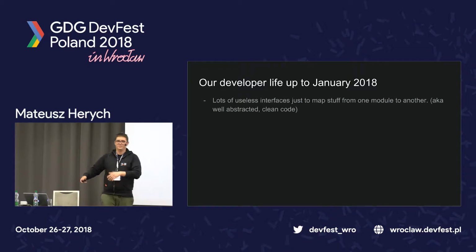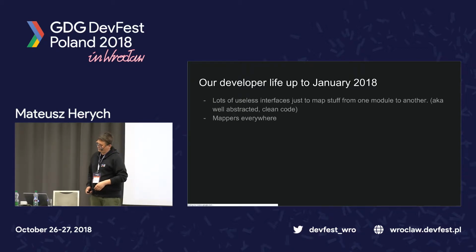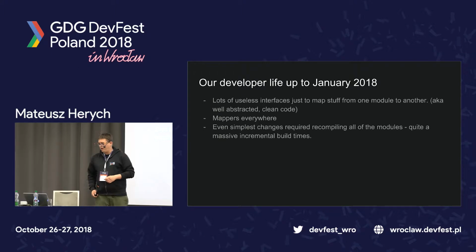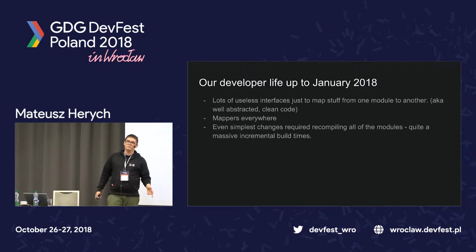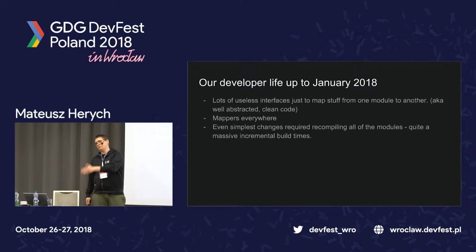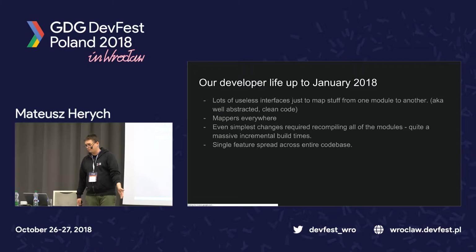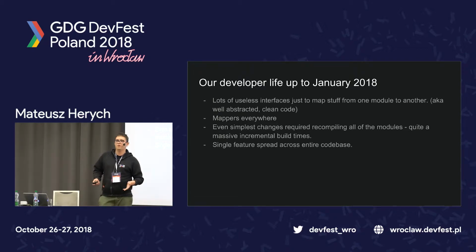That's just a joke, but it's kind of a well-abstracted clean code. Mappers everywhere, and even the simplest change. So let's say you need to add a new list. It required us to change all the modules. Yeah, you had to do the change to the data module, you had to do the change to the core module, and you had to do the change to the app module. So the single feature was spread across the entire code base.